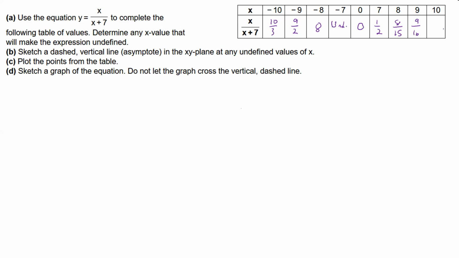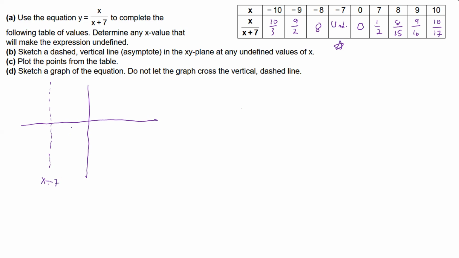And then we'll have 10 over 17. Okay, so determine the value that makes it undefined. Well, that's that one, so that's A. B, sketch a graph with a dashed line. All right, so we'll just make a crude graph here. And minus 7 is going to be right there. So that's x equals minus 7.